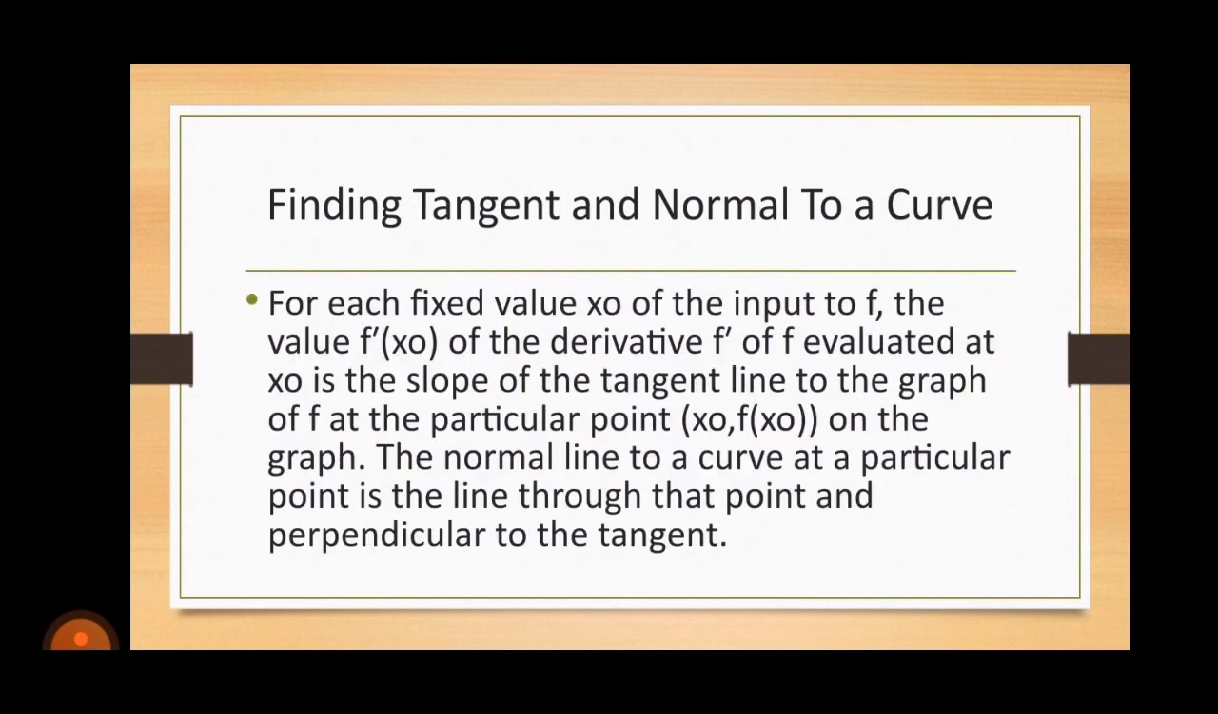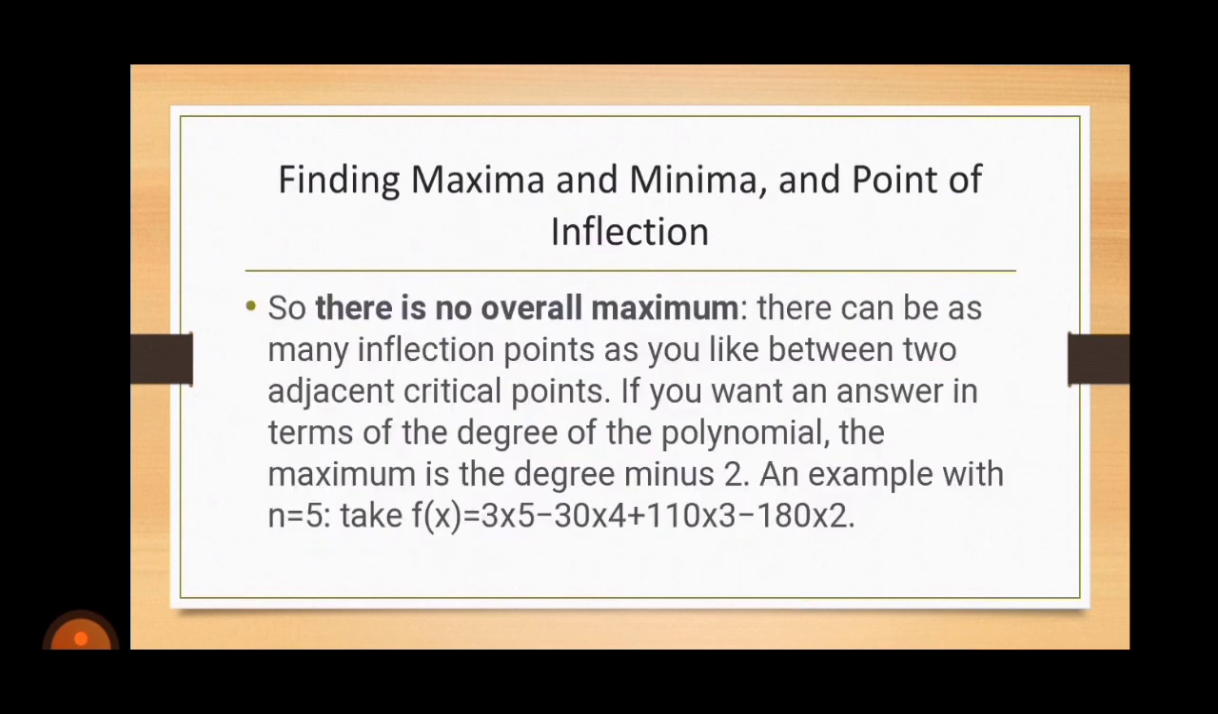The next one is finding tangent and normal to a curve. For each fixed value x0 of the input to f, the value f'(x0), the derivative of f evaluated at x0, is the slope of the tangent line to the graph of f at the particular point (x0, f(x0)) on the graph. The normal line to a curve at a particular point is the line through that point and perpendicular to the tangent. So the next one is finding maxima and minima and point of inflection.